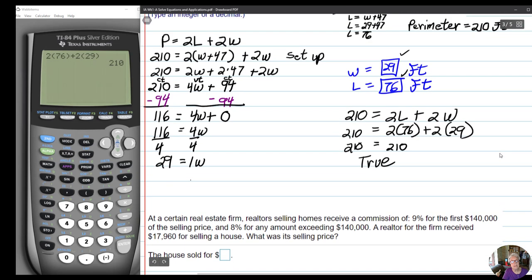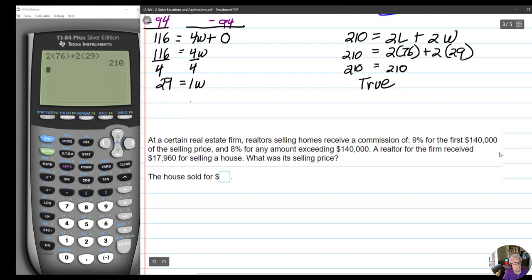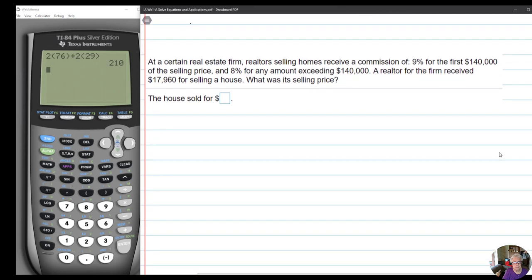I don't give you a time limit on a test, so you can take as long as you want. Probably not 3 hours, but well, I don't know.